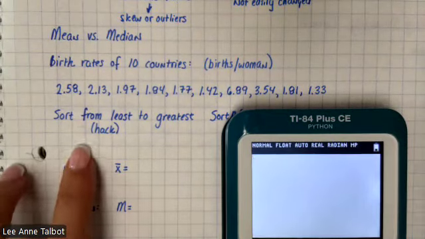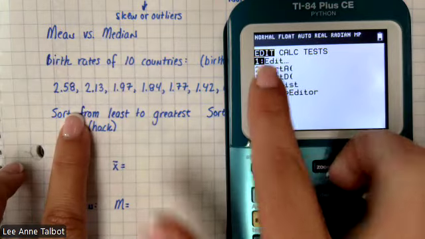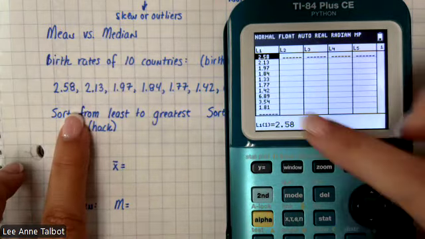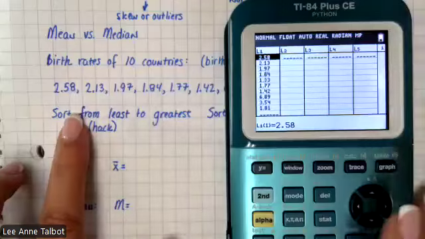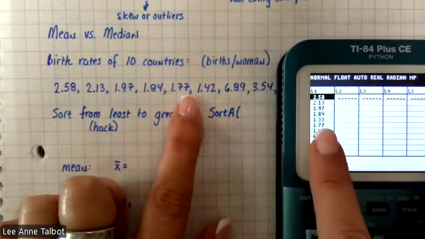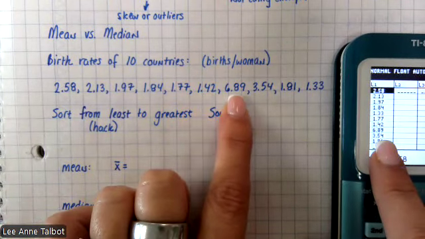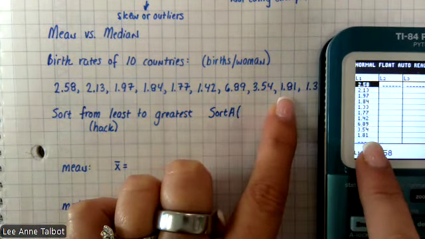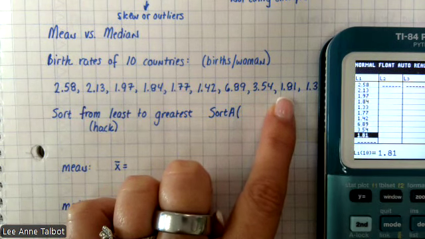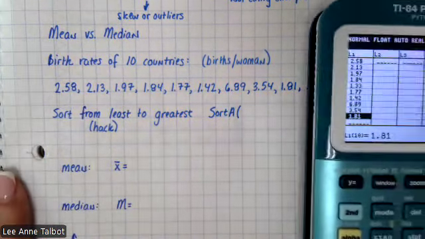To sort your numbers in ascending order, the first thing you do is hit the stat button and then enter over edit. I already have mine in here, but if you do not have yours in here, you type them in. Let's just check them. 6.89, man, that's a lot of kids. Okay, just checking my numbers out.